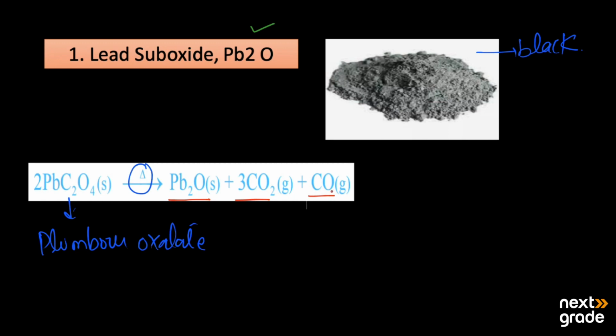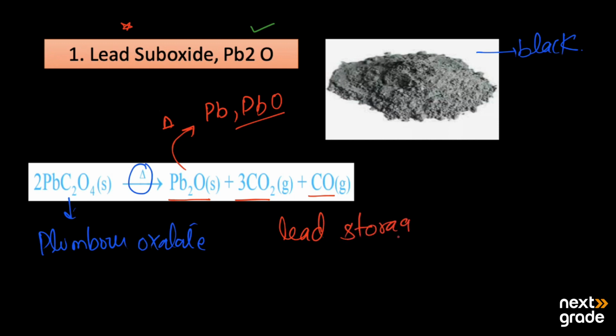Now, if we heat that lead suboxide, what products can we get? It decomposes upon heating and produces lead and lead oxide. Other than as a pigment, lead suboxide can also be used in the formation of lead storage batteries. Its first use is as a component of lead storage batteries.